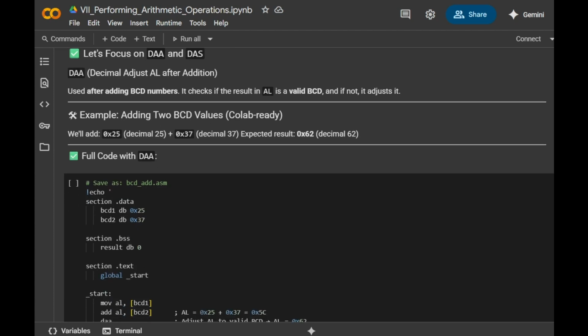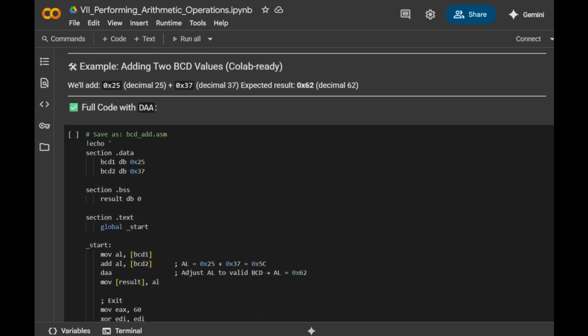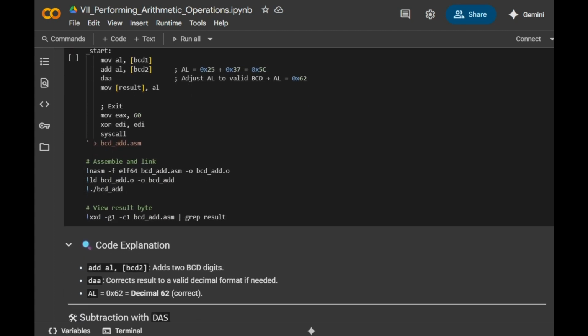For example, let's add the BCD values for 25 and 37, which are hex 25 and hex 37. A normal binary addition gives hex 5C. The C is not a valid decimal digit. After the ADD instruction, we use DAA. This instruction corrects the hex 5C to hex 62, which is the correct BCD representation for the decimal number 62.